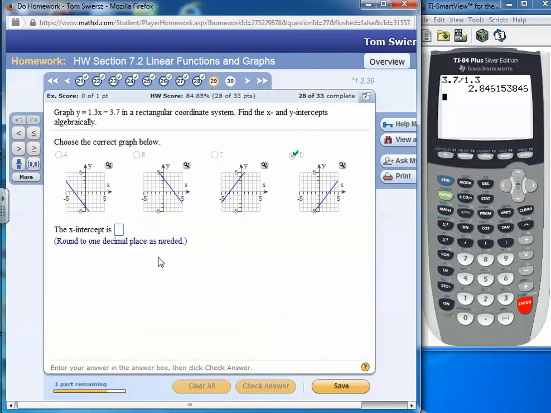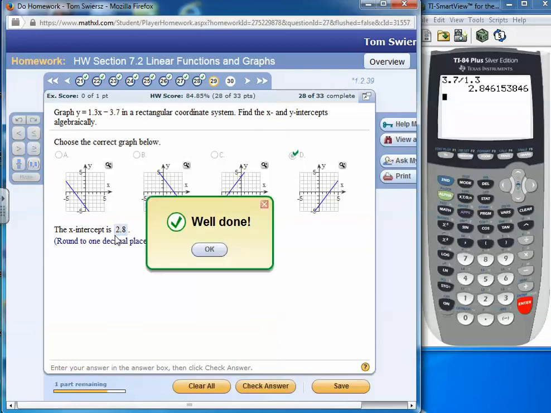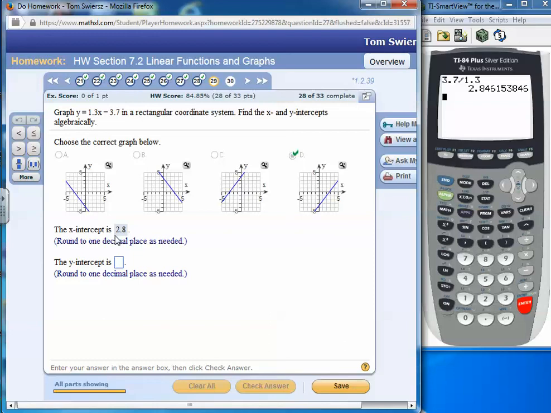So the x-intercept we got was what? 2.8 when we did it algebraically. Yeah, there it is. And the y-intercept was a negative 3.7 when we put in x equals 0. So we put in y equals 0 to get the x-intercept, and we put in x equals 0 to get the y-intercept. Those were the steps we did before the graph. All right, very good.